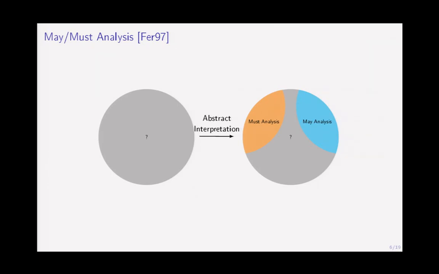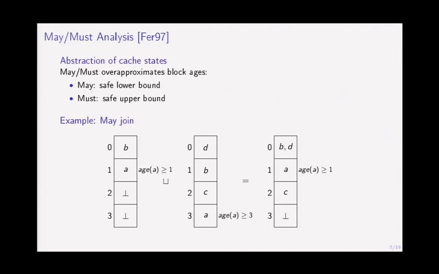And the analyses I mentioned before were proposed 20 years ago. And they work by maintaining both a lower bound and an upper bound on the block's age. So for example, the May analysis that is used to predict misses keeps a lower bound on the block age. So for example, if on one path it tells you that the age of a block is at least 1 and on the other path it's at least 3, when paths merge, you need to be conservative and keep at least 1 for the new bound.